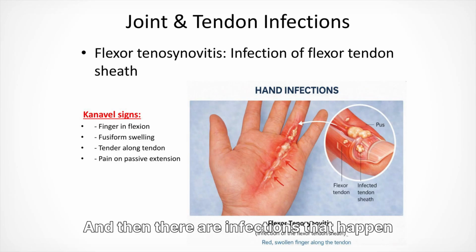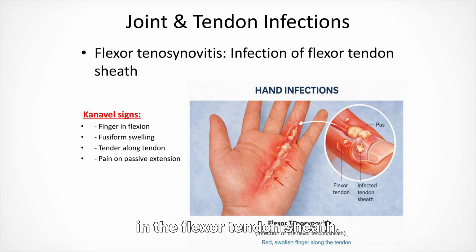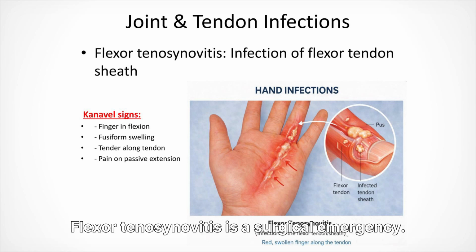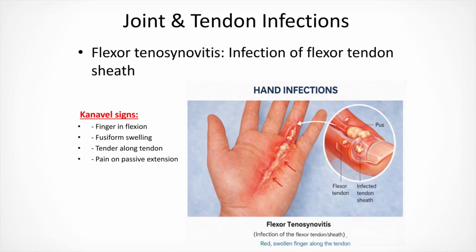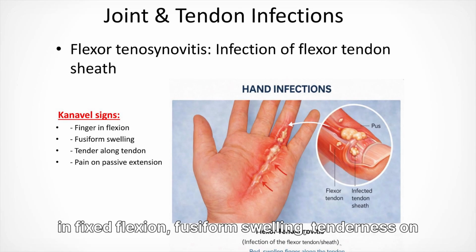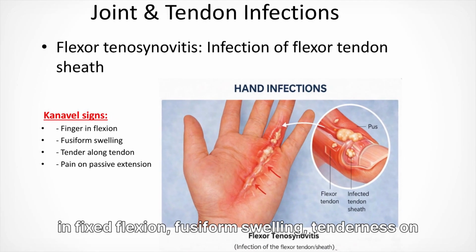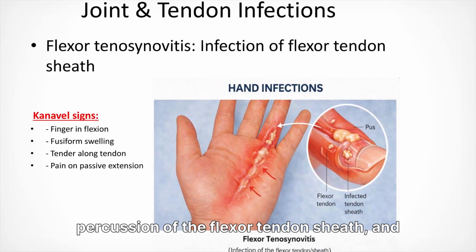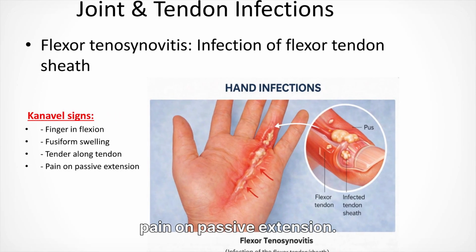This often requires an emergency arthrotomy. And then there are infections that happen in the flexor tendon sheath. This is what is often referred to as Flexor Tenosynovitis. Flexor Tenosynovitis is a surgical emergency. Always remember the Kanavel signs, namely finger in fixed flexion, fusiform swelling, tenderness on percussion of the flexor tendon sheath, and pain on passive extension.